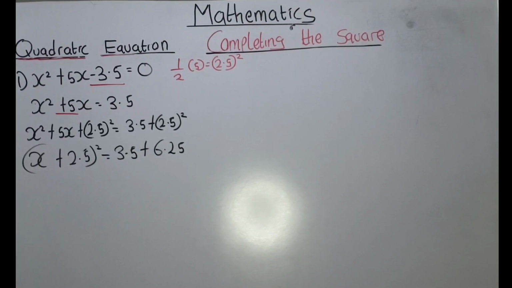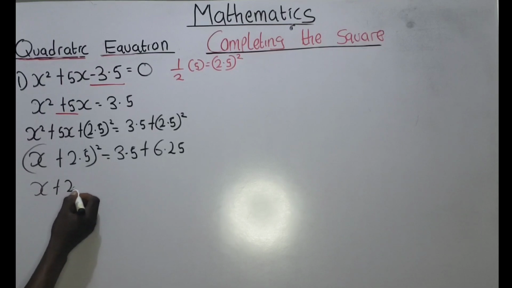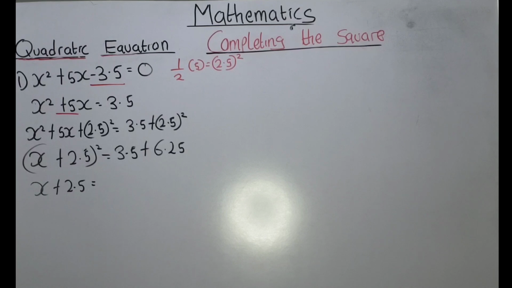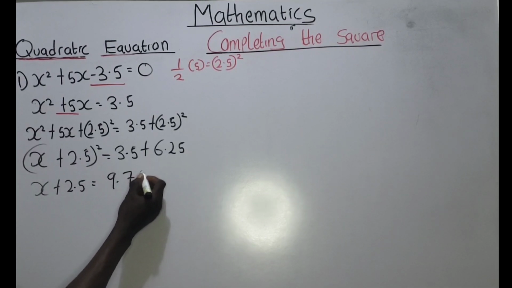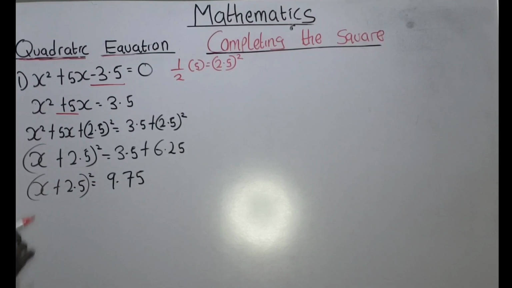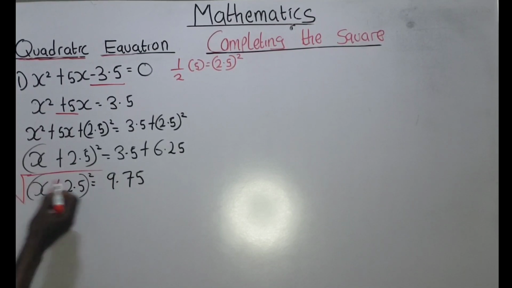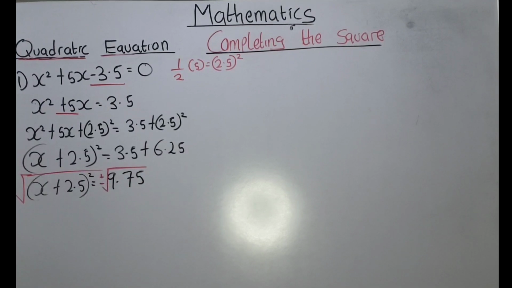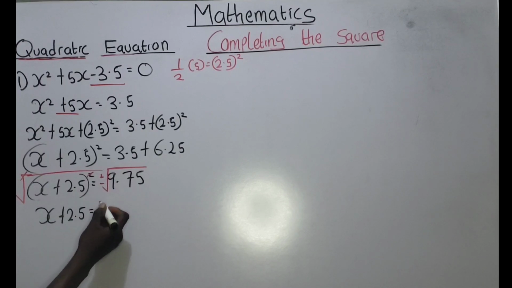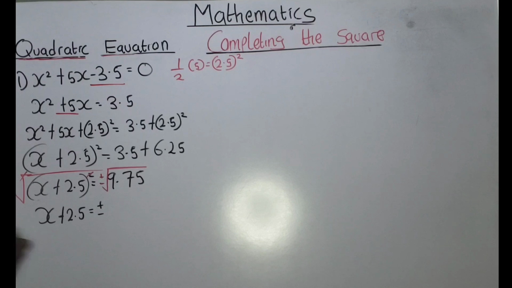Okay, the next step here is that I'm going to add 3.5 and 6.25 together, that is 9.75. So I'm going to have 9.75 here. Don't forget that we have a square on the left. So the next step is that you have to take the square root of both sides. This square will be cancelled by this square root. So I'm left with x plus 2.5 equals plus or minus the square root of 9.75, which is 3.1225.